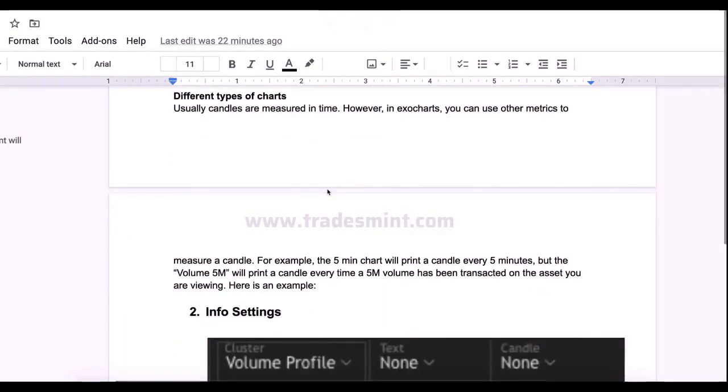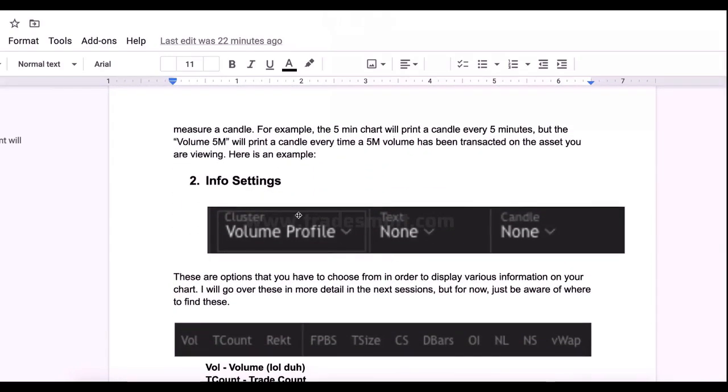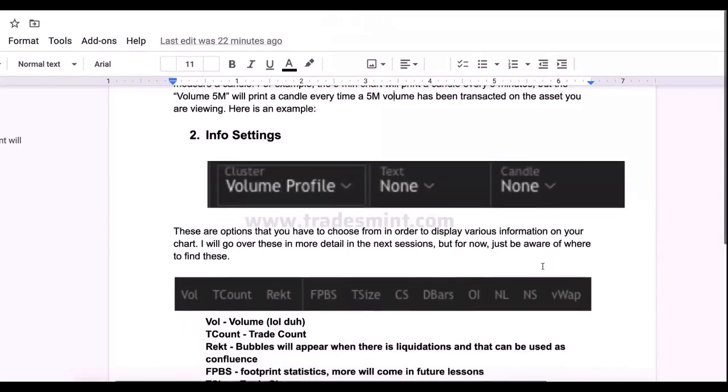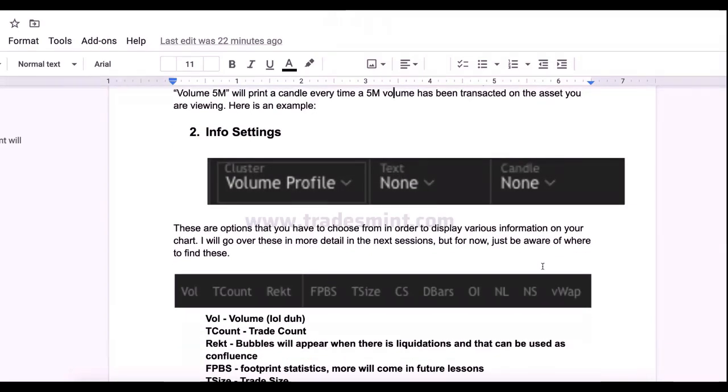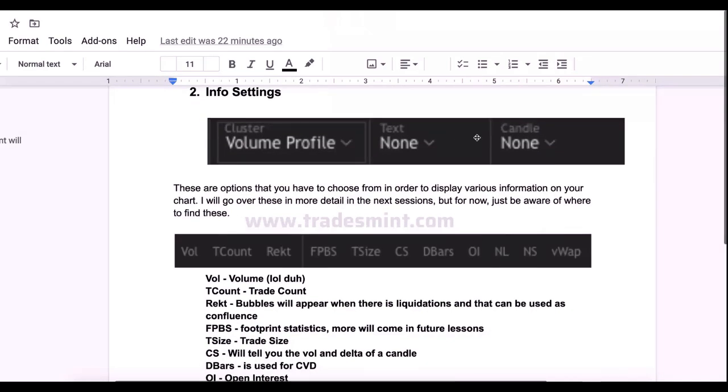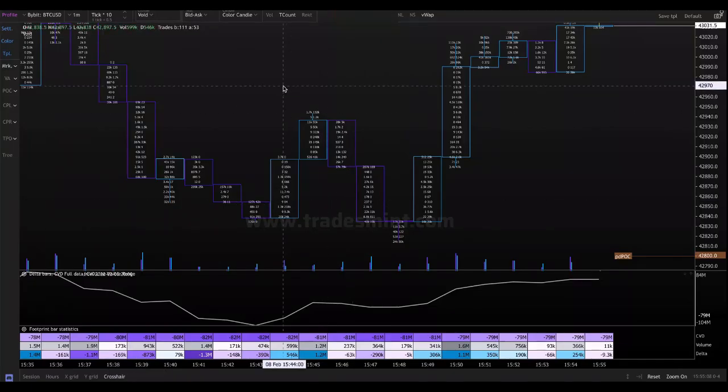You can look at a 5-minute chart. You can look at a 5 million volume chart. Now let's take a look at these info settings where we have cluster, text, and candle. Okay, now there are different options that you can choose from in order to display various information on your chart. I'm going to go over these in much more detail in future sessions, but for now, just so that you are aware of these concepts and where to find these things, let's talk about all these options that we're going to be seeing on top of our Exocharts screen.